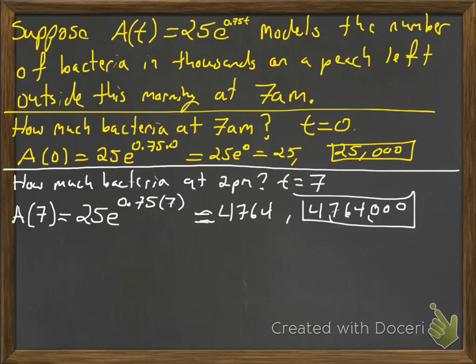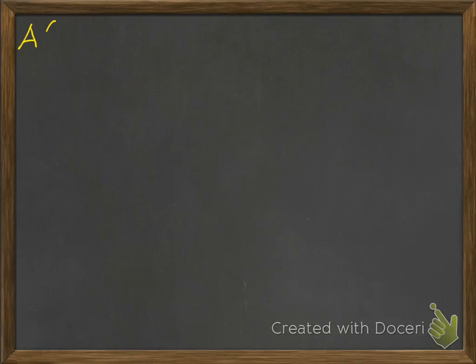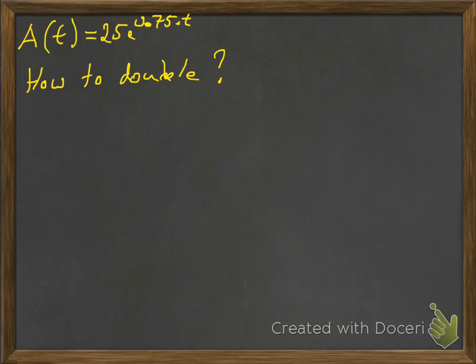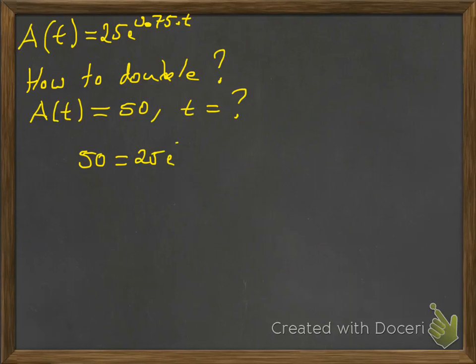Those are the pretty straightforward ones. The other type of question they can ask you is, what time is something going to happen? One of the common questions they'll ask is, how long does it take to double? If we start out with 25, double that would be 50, and we want to know what the time is. So we plug it in: 50 is equal to 25e to the 0.75t.